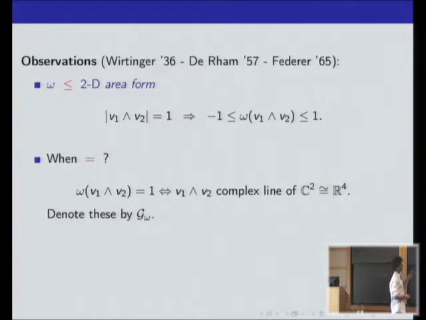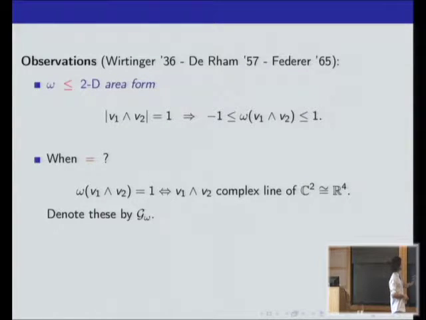So you can select a special subfamily of the Grassmannian of oriented two-dimensional planes in R4. And this special subfamily that I'm denoting by G omega is the set of planes where omega and the area form give you the same action. So what you know is that on this special subfamily, you have the same action. And in general, omega gives you at most what the area form gives you.